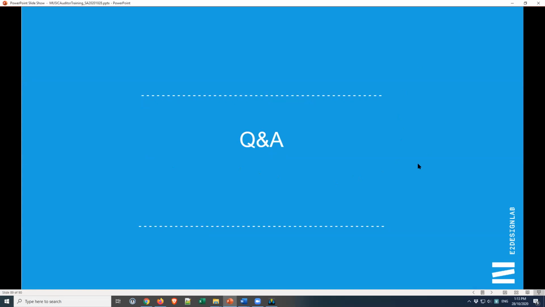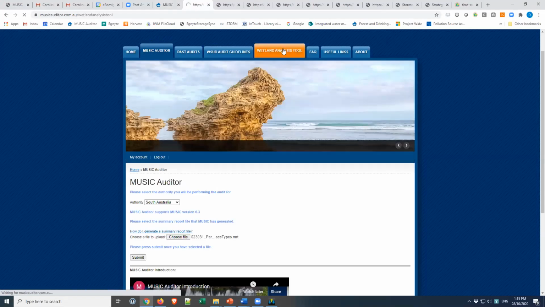Gabriel from DIT SA. You don't have any examples to put into the wetland analysis tool at this stage, do you? If you do want to use the wetland analysis tool, that's just another tab up here.